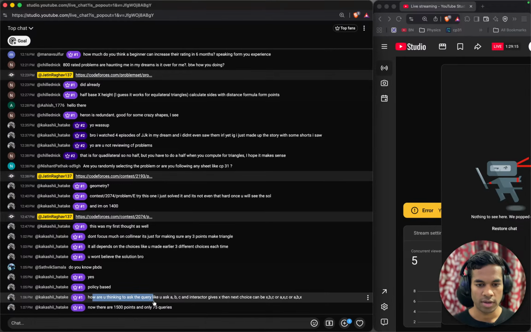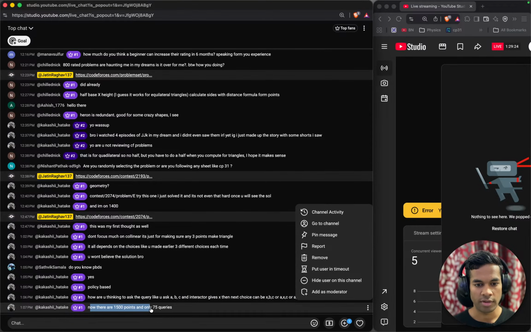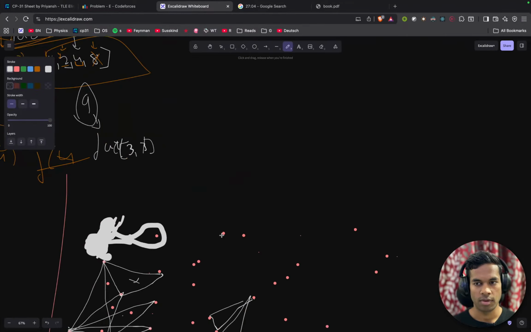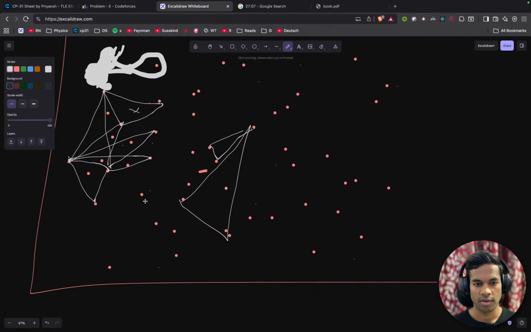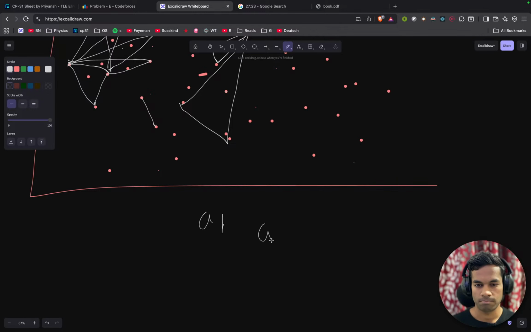Thinking to ask the query like you ask A, B, C and the interactor gives X. The next choice can be X, A, B, C. Yes, three choices like this. Now there are 1500 points and only 75 queries.